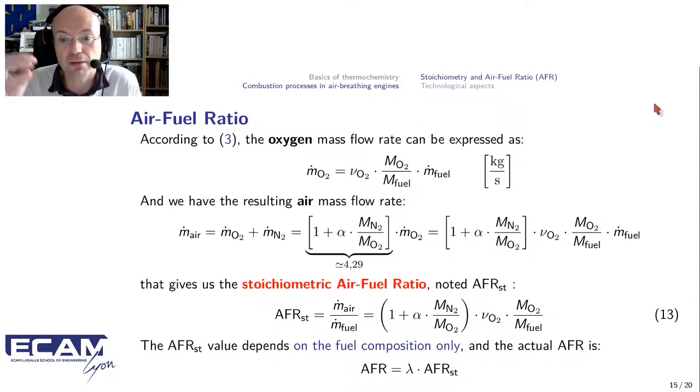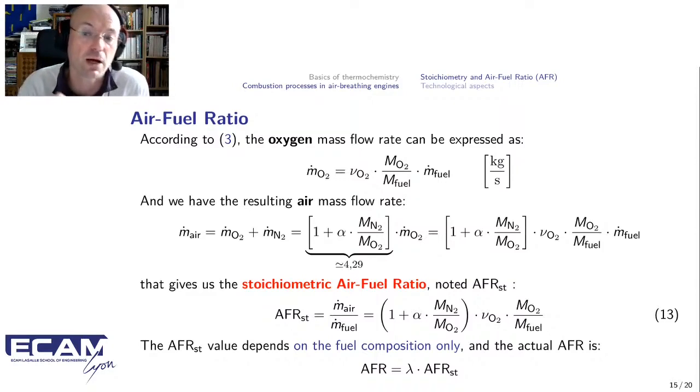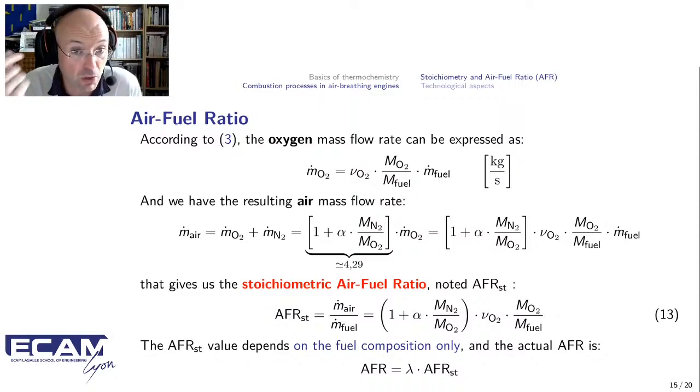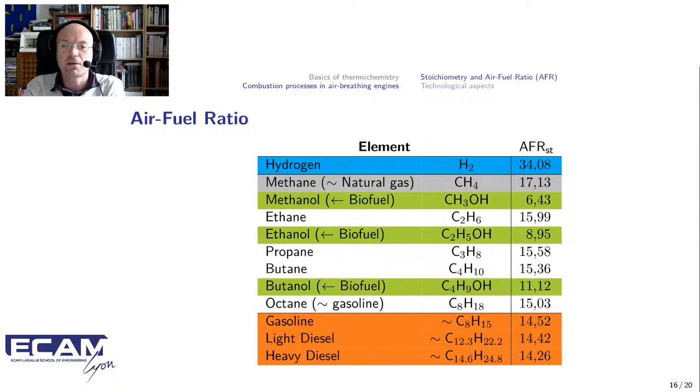And when you divide this air-fuel ratio by its stoichiometric value, you will have a parameter which is called lambda, and lambda is the air-fuel equivalence ratio. This one can allow you to decide whether your combustion is rich, lean, or stoichiometric. Some examples of stoichiometric air-fuel ratio for current fuels, so all the same, the hydrogen, the methane.